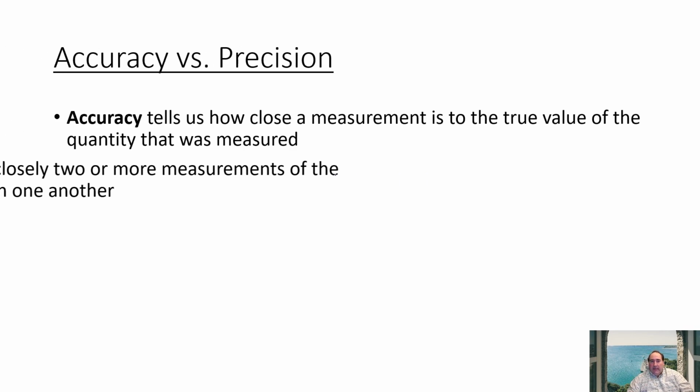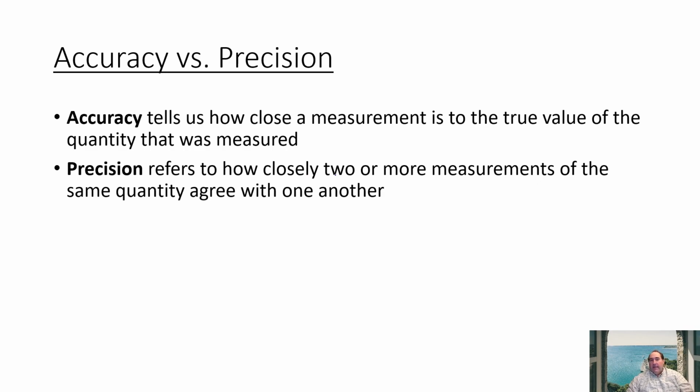So let's talk a little bit about taking measurements and the difference between accuracy and precision. And there is a difference between those two. Accuracy tells us how close a measurement is to the true value, and precision tells us how close a set of values are to one another.